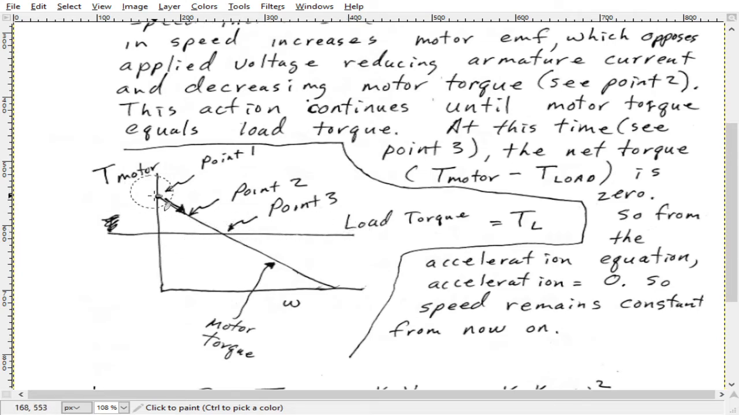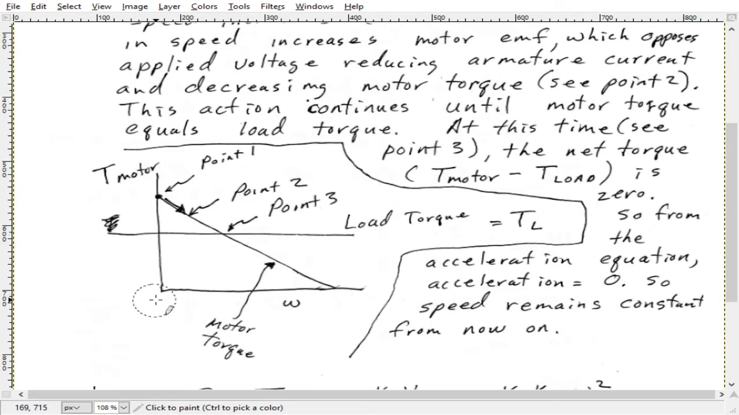But notice that the motor is still producing this torque and the load is still producing this torque to keep it going, but they're canceling out, so there's no acceleration. You just have a constant speed here, and this is the torque that's being produced by the motor, and this is the torque that's being consumed by the load. Okay, and that's all I'm saying.